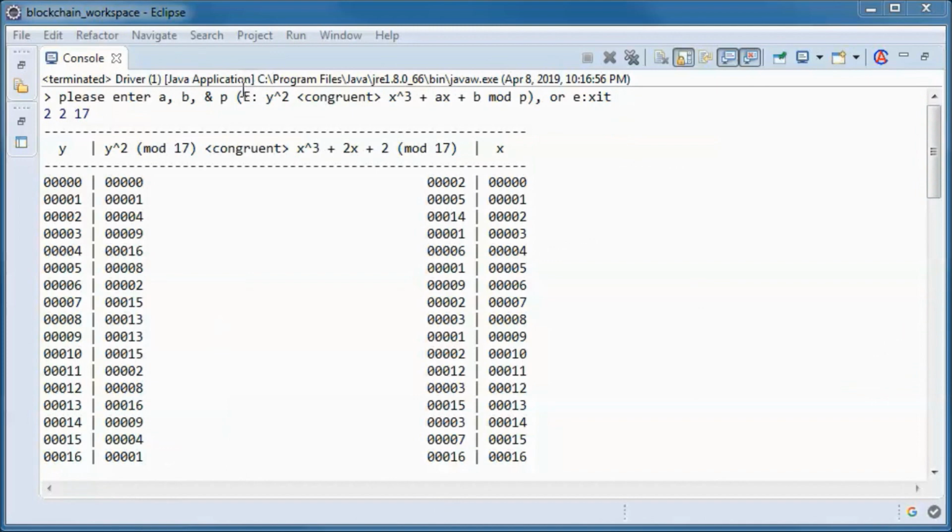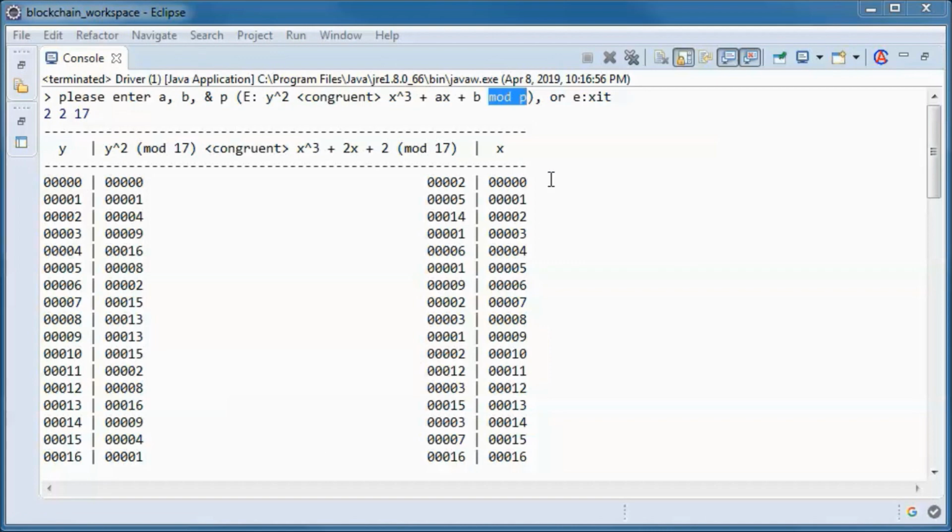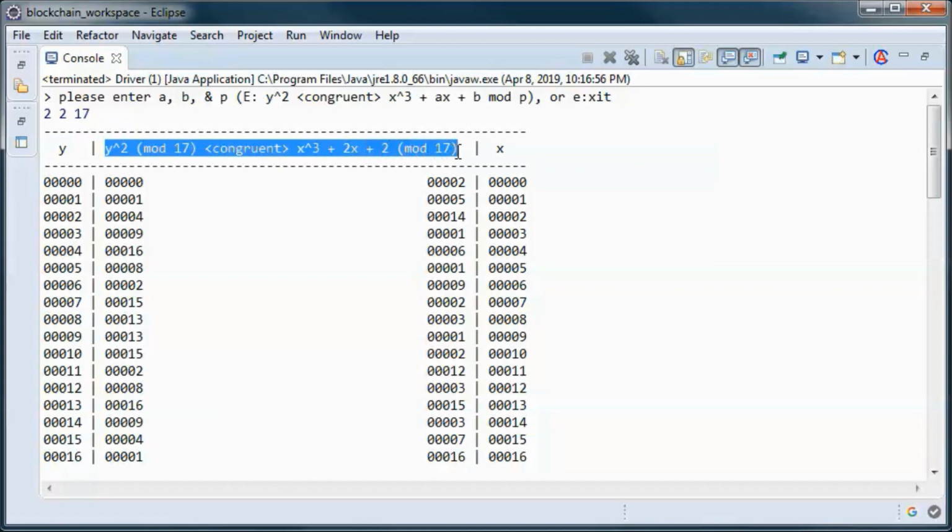Now this is the equation of an elliptic curve over prime fields. So we perform all operations in mod p, where p is prime. And we want the values of x and y that result in this equation being satisfied.